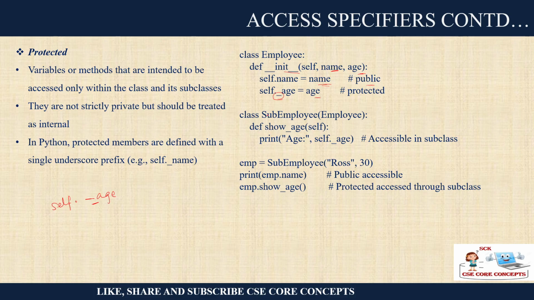Now I have created another subclass, SubEmployee, which inherits the properties of Employee, and I am defining one method, show age, and here it is accessible in the subclass. If I create an instance of the subclass and print them, it will be easily used because it is protected. I hope you can understand this one.